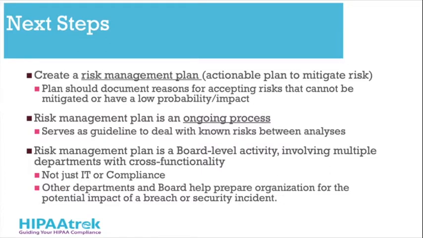You also need to remember that your risk management plan is an ongoing process, right? It's not just a one and done. It's not a checklist. Well, it is kind of a checklist, but it's not something that you can just set aside and never think about again. This is supposed to serve as a guideline for you to deal with known risk between your risk analyses. Right? So if you do a risk analysis once every 3 years, then your risk management plan is that ongoing process for 3 years. If you do a risk analysis once a year, it's active for that 1 year. But you need to make sure that you're actually taking those steps.